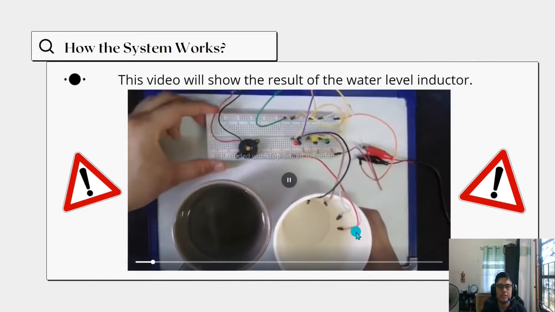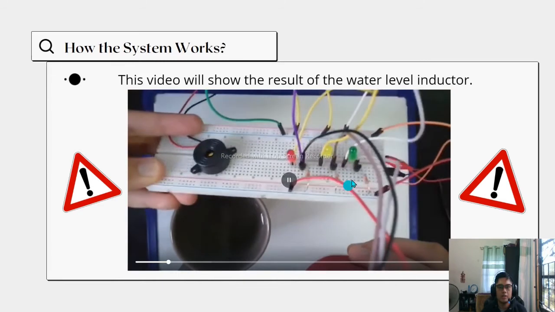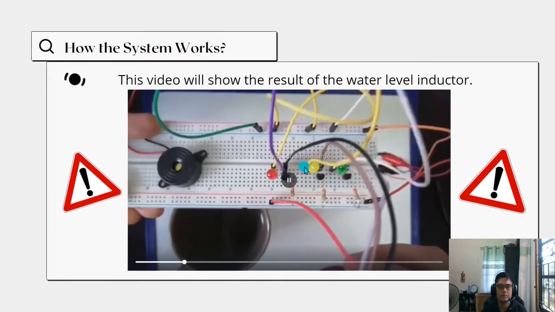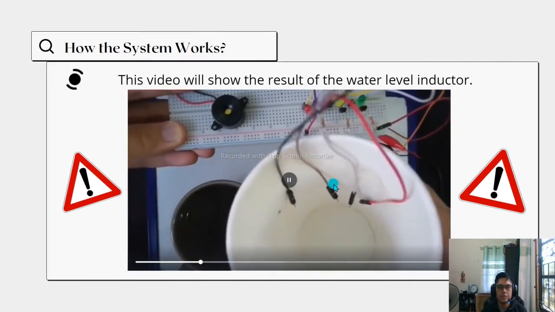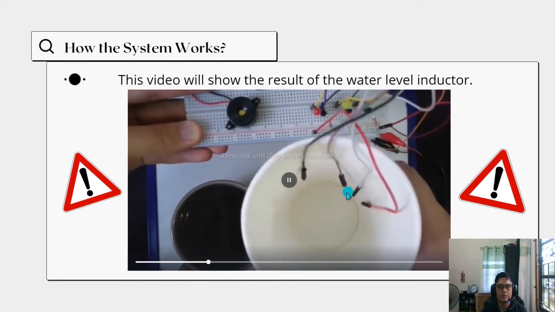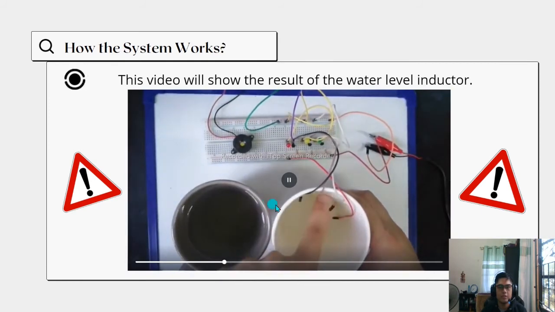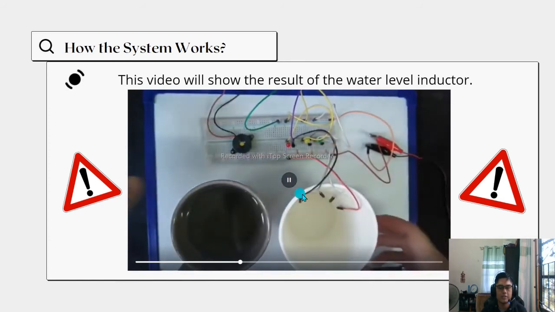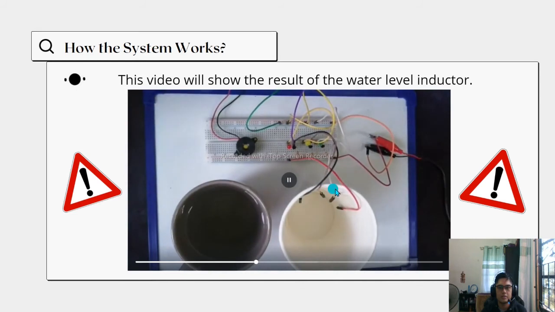So as you can see here, from our schematic diagram just now, we have created the system on the breadboard. So this is a wire that will measure or detect the water level. But before that, during this time, you don't turn on the power source yet because it's very dangerous. So now I will turn on the power source.